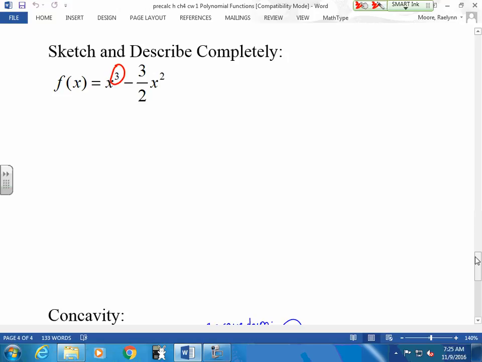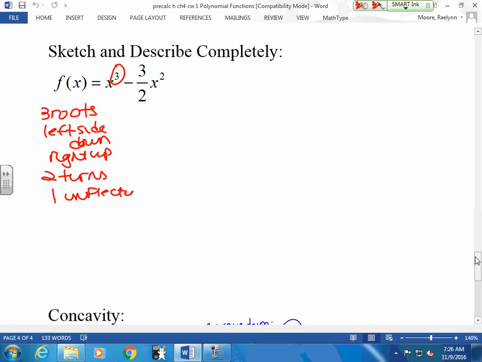3 roots. Where are my ends going to behave? Opposite. So the left side is down, and the right side is up. Okay. How many turns should I have? 2 turns. How many inflection points should I have? One. You're about to figure out what an inflection point is.